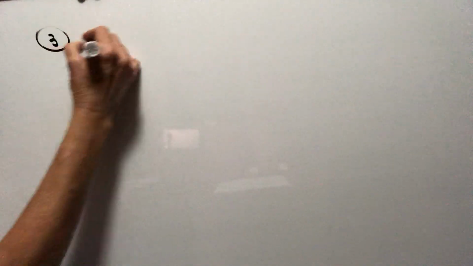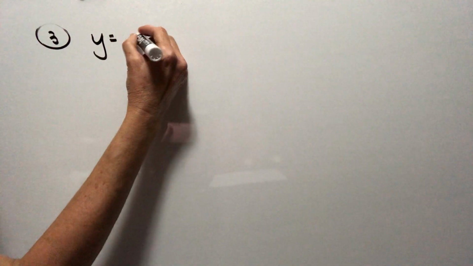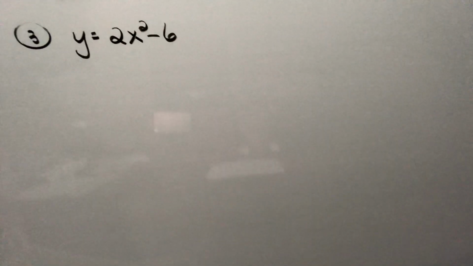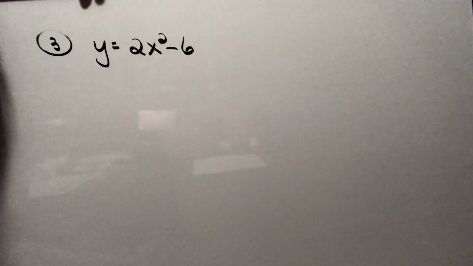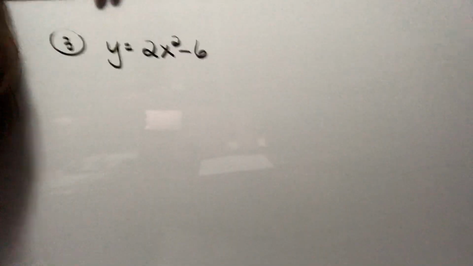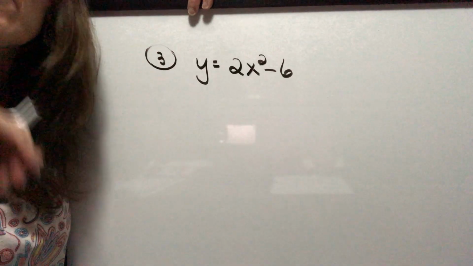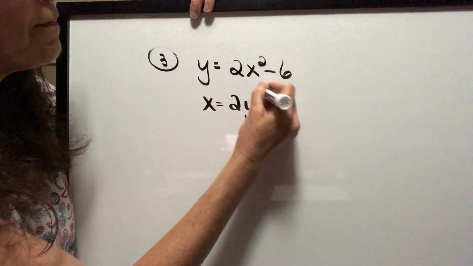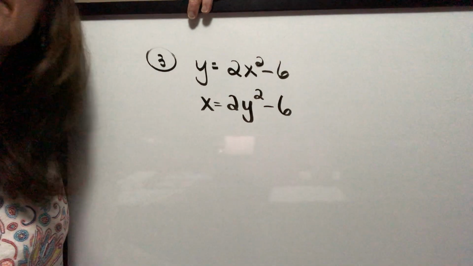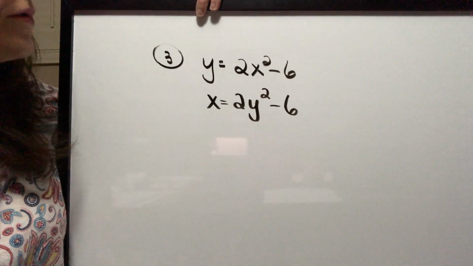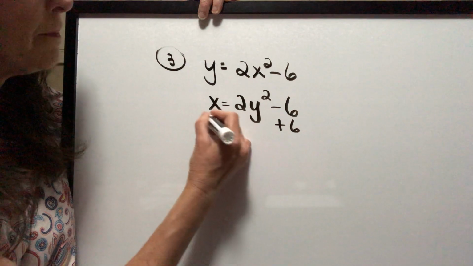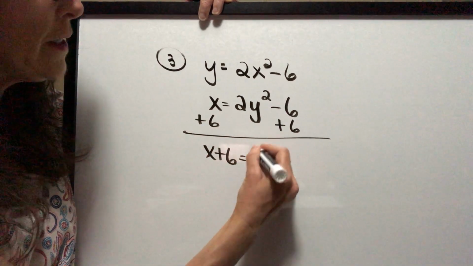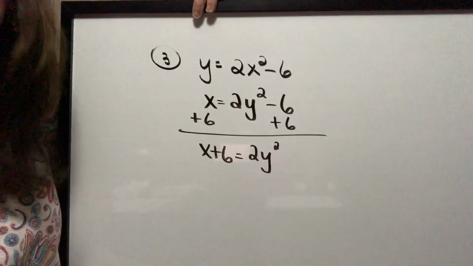Okay, so number 3, y equals 2x squared minus 6. Okay, so we're going to do the inverse of this function. So I will first, sorry, I just noticed that that was crooked. Okay, so I'm going to switch the x and the y, and then solve for y. So I will start off by adding 6. So x plus 6 will be 2y squared.